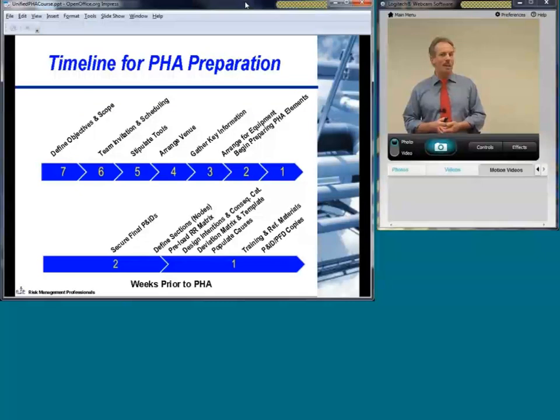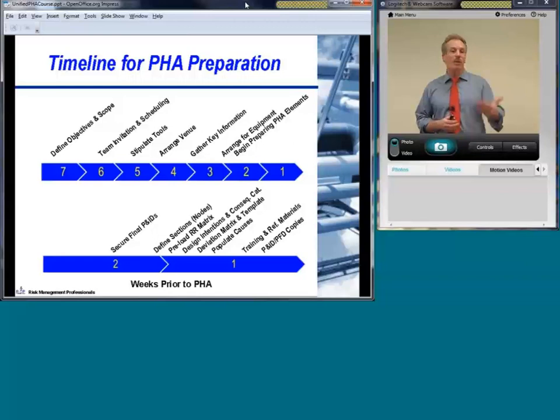We talked last time about the timeline for preparing for PHA. You've got to start well in advance to define objectives and scope, make sure you've got the right people invited, the tools arranged, the proper venue, getting the key information. Well, a lot of the key information comes about because a HAZOP study is usually used to trigger progress for a capital project. It usually tends to come about during the last weeks right before the HAZOP study is scheduled.